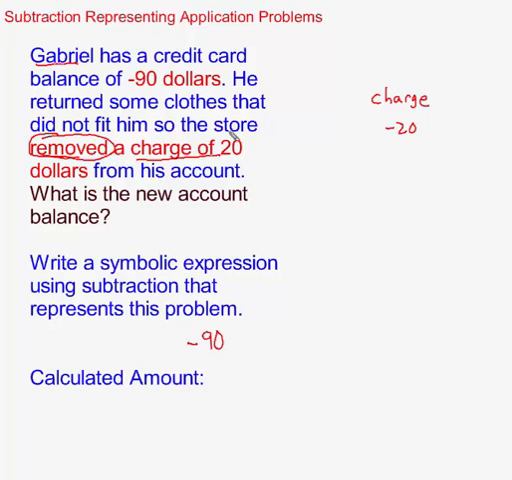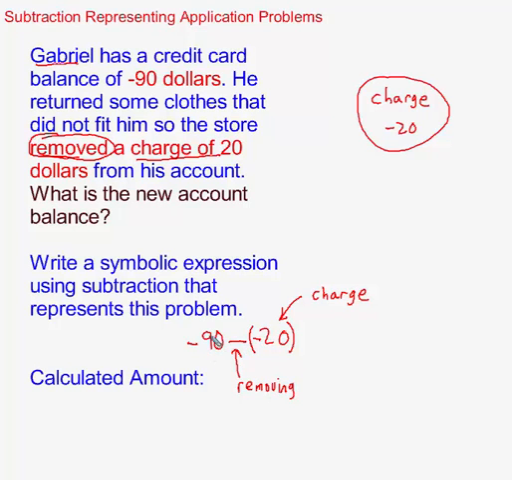And to remove something means you subtract it. So we're going to remove the charge of negative $20. So I'm going to write subtract, and I'm going to think of that subtraction as removing. So we're actually subtracting a negative 20. So think of this as the charge on his account, and the fact that we're subtracting it means that we're removing it. So he started with negative $90.